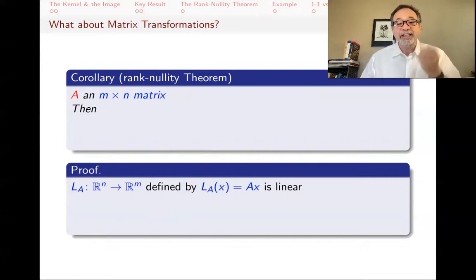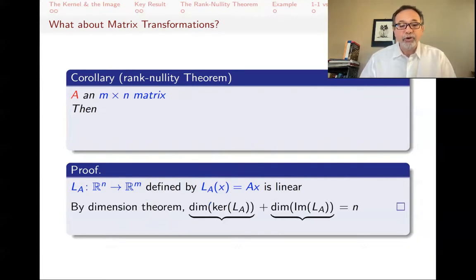And as a function, it's a linear transformation. Therefore, we can apply the Rank-Nullity Theorem or the dimension theorem. And so by the dimension theorem, the dimension of the kernel of LA plus the dimension of the image of LA equals n. But in a previous video on matrix transformations, we saw what the dimension of the kernel is.